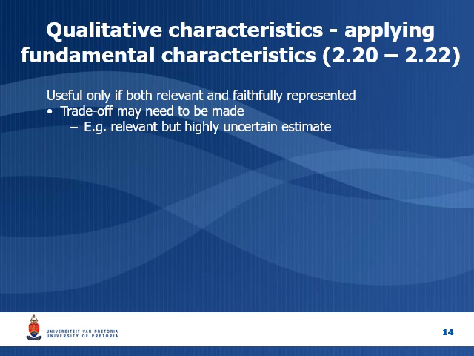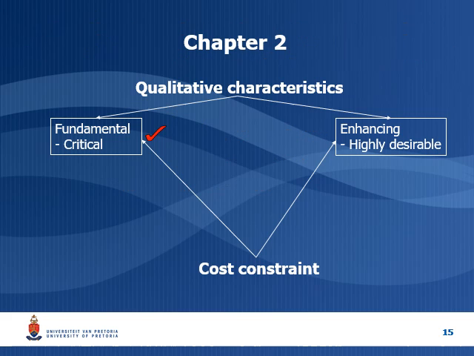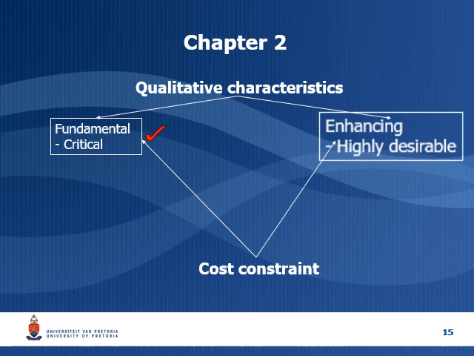In some situations, this may be resolved by providing a description of the estimate and an explanation of the uncertainties. If this would not result in faithful representation, it might be appropriate to include a less relevant estimate, which is more certain, so a lower level of relevance, but a higher level of faithful representation. If there is no estimate that provides useful information, the solution might be to provide descriptive information without an estimate. This concludes our discussion on the fundamental qualitative characteristics of useful financial information. Next, we will look at the enhancing qualitative characteristics.